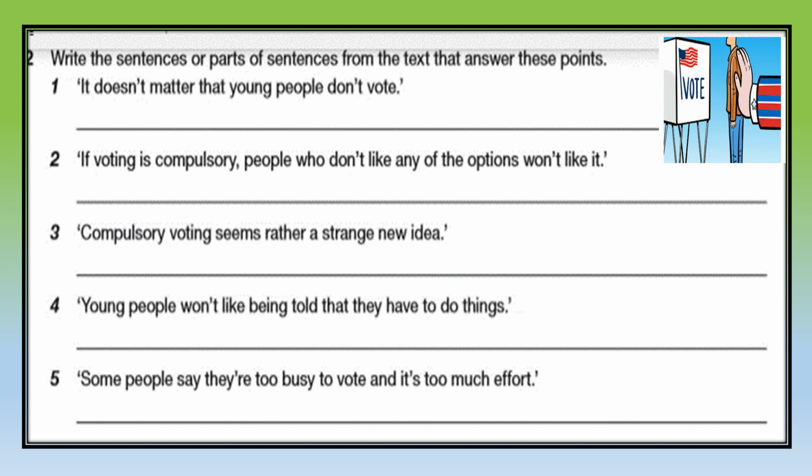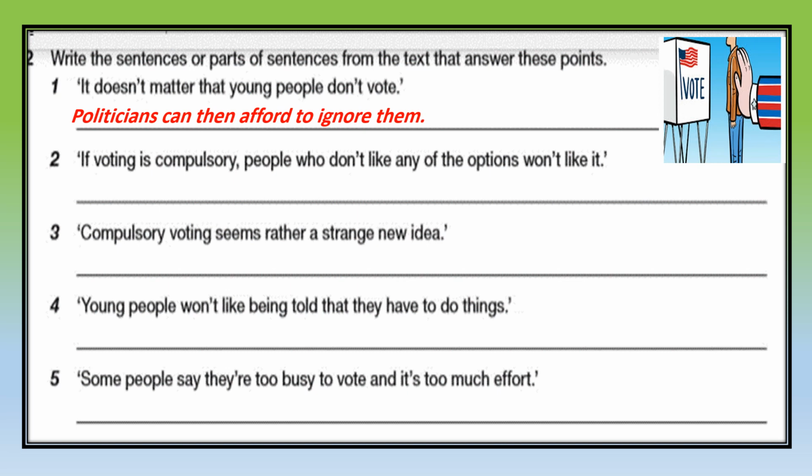As we see here we have 5 points. كما ترين هنا عندنا 5 نقاط أو 5 حجج من الناس. نريد أن نحضر جمل من النص لتبطل هذه الحجج. Number 1. It doesn't matter that young people don't vote. لا يهم أن الشباب لا تصوت. Politicians can then afford to ignore them. السياسيون يستطيعون أن يتجاهلوهم. This is the result.